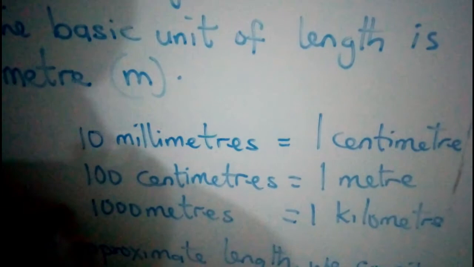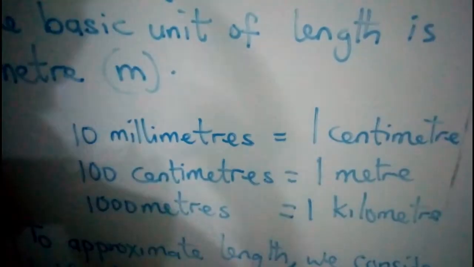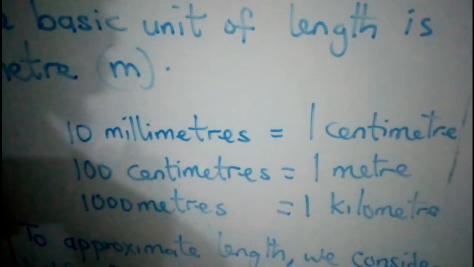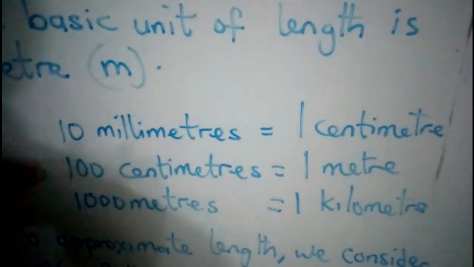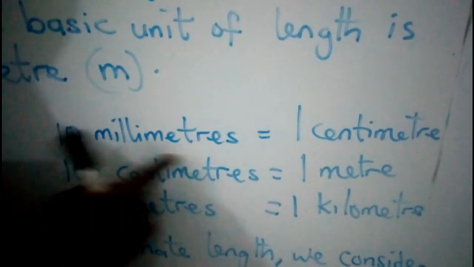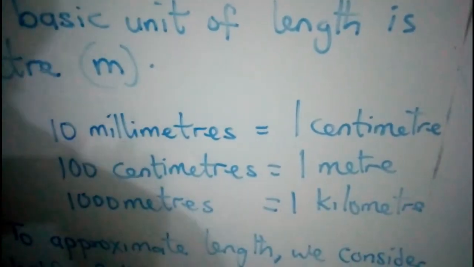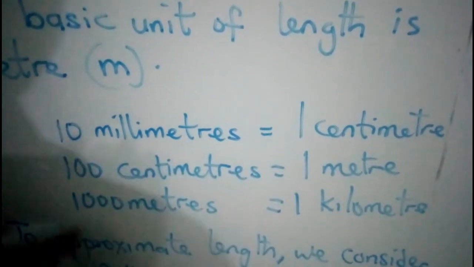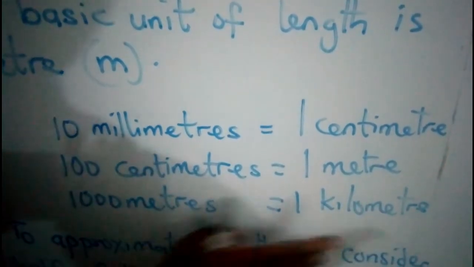So let's look at the relationship between the different units of length. You are expected to actually memorize this. You must be able to tell at any point in time, because we are going to use it in what we are going to be solving very soon. So I take it: 10 millimeters make 1 centimeter. 100 centimeters make 1 meter. 1000 meters make 1 kilometer.